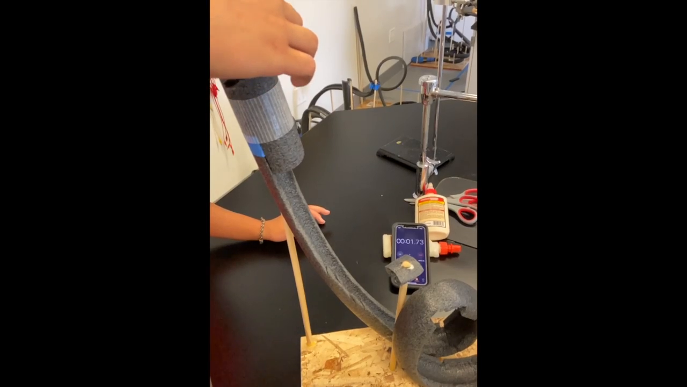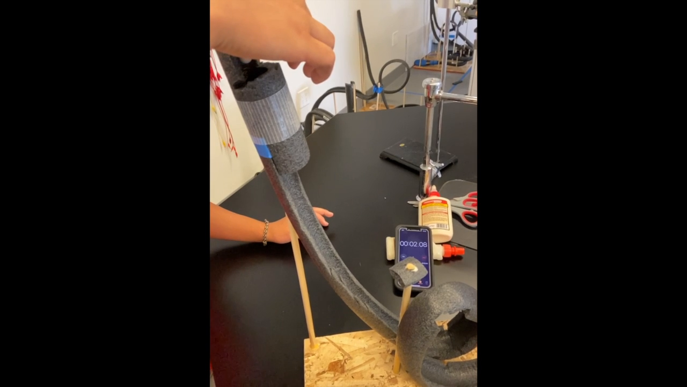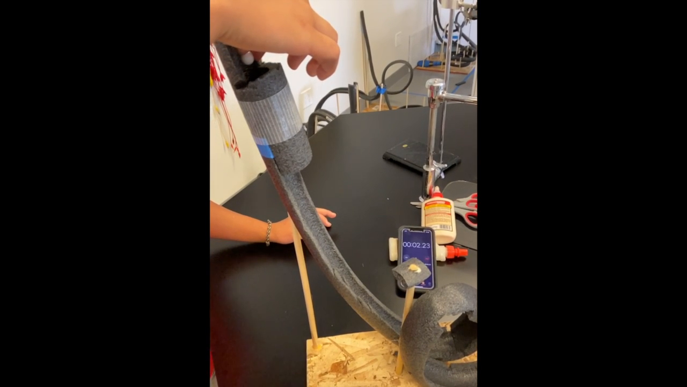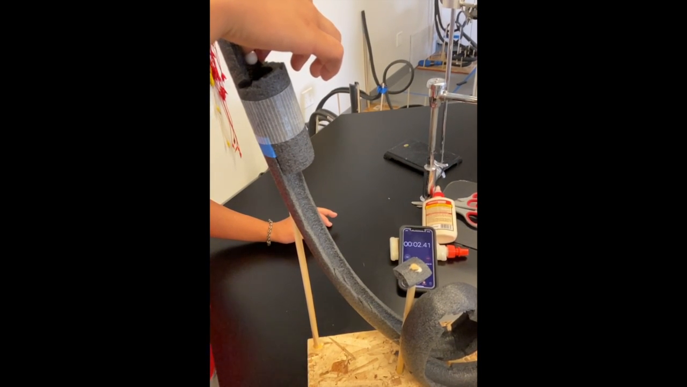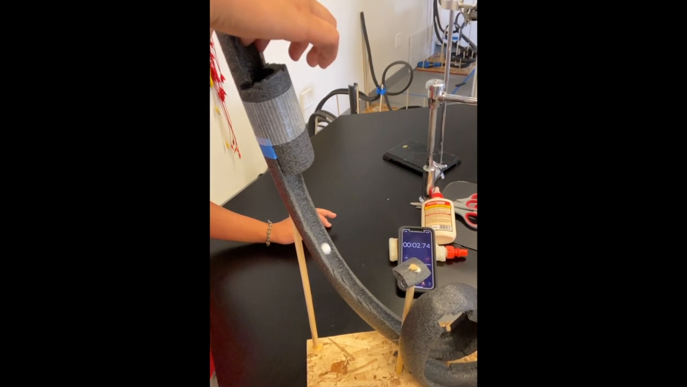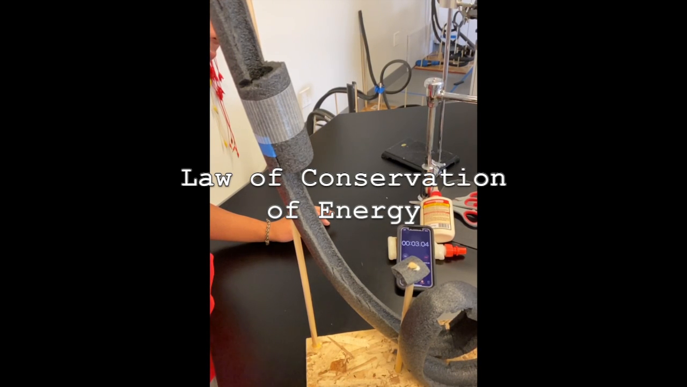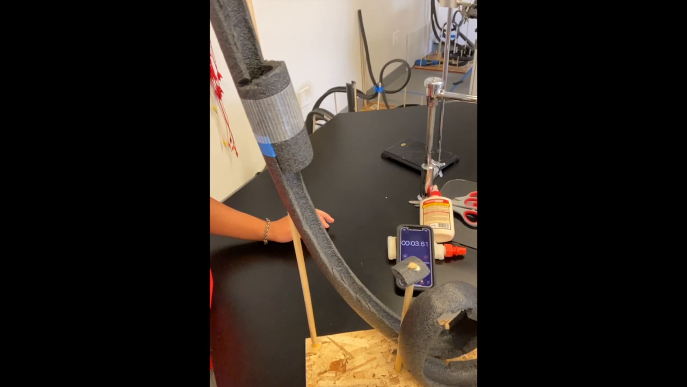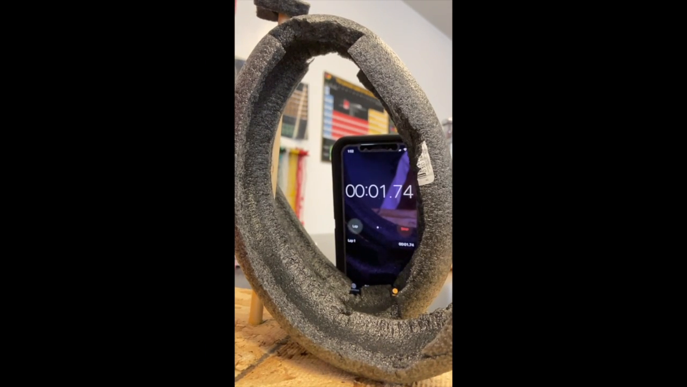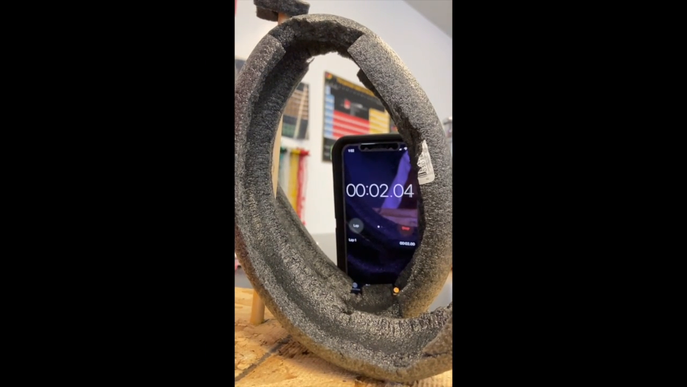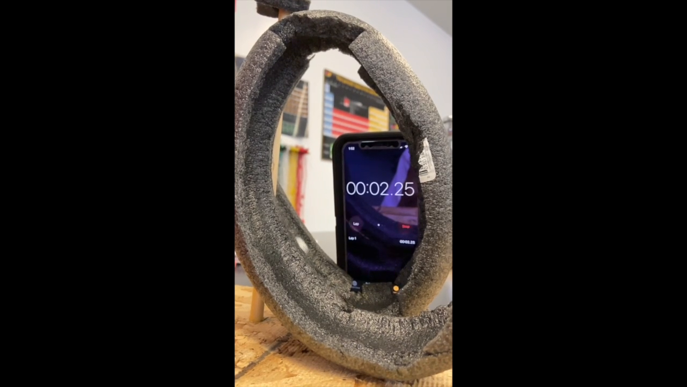0.005199. With the video gate, we measured the velocity at the top of the hill to be 0.556 meters per second. With this information, we calculated the velocity at the bottom of the hill, or at the end of the loop, using the law of conservation of energy. In the equation, we can cancel out the initial potential energy due to the fact that there is no potential energy at the bottom of the hill.